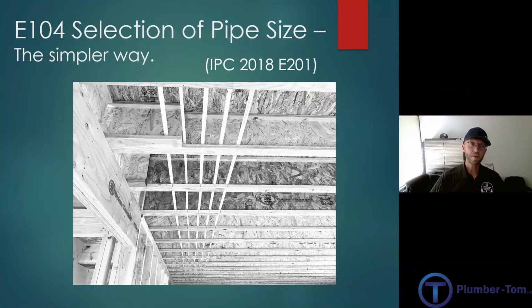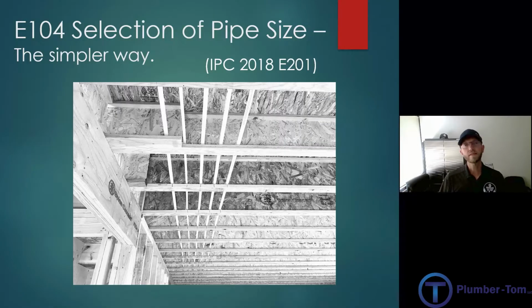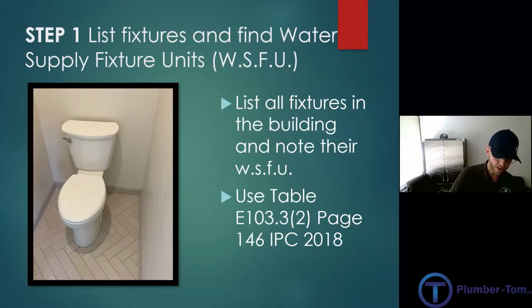Luckily, they also gave us a simpler way, the selection of pipe size. In the 2018 code, this was E201, but in the 2021 code, this is E104. This method takes us through some very basic steps. I'm going to go through this with you so that you'll be able to size pipe. Let's go to step 1. You can find step 1 is listed right there in E104.1, and it has a number 1 down there.